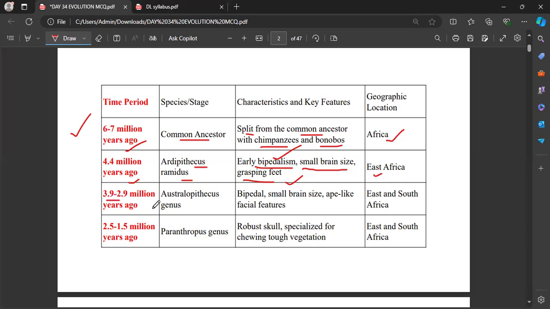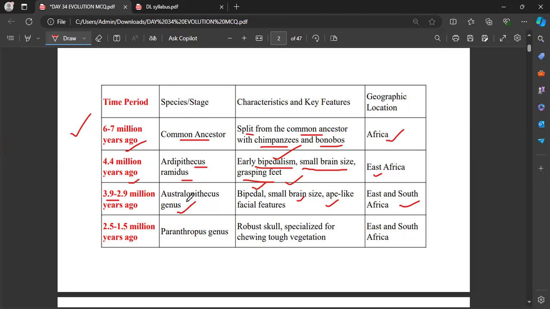After that, 3.9 to 2.9 million years ago, the species is called the Australopithecus genus. Their characteristic features are that they also walk on two legs, they also have a reduced brain size, and they have facial features just like an ape. They survived in East and South Africa.